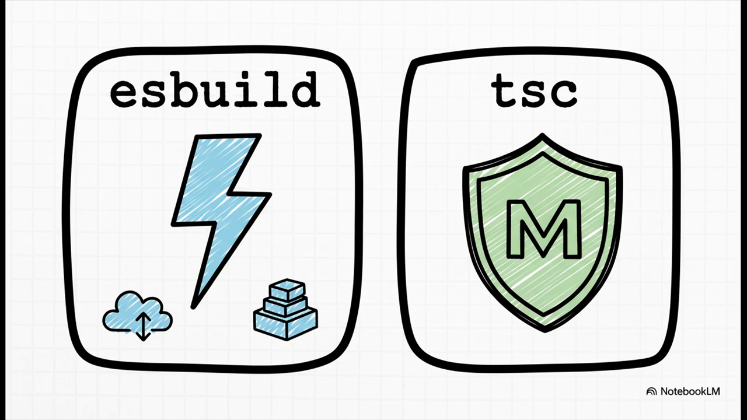Now, to make that happen, you're going to run into two main tools. First, there's esbuild, which is famous for being ridiculously fast. I'm talking like blazing fast. Then there's TSC, which is the official compiler straight from the TypeScript team. But here's the really cool part. If you're using modern tools like the AWS Serverless Application Model, or SAM, or the Cloud Development Kit, the CDK, they often just use esbuild under the hood for you, making the whole process totally seamless.